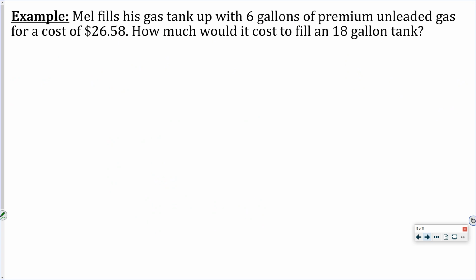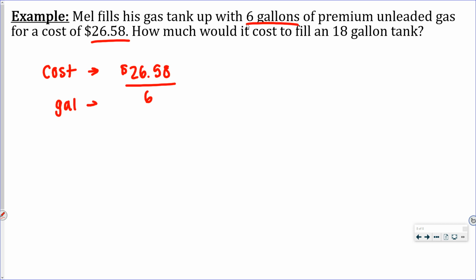Mel fills his gas tank up with 16 gallons of gas for a cost of $26.58. That is expensive. How much would it cost to fill, oops, that's a typo. I think you're saying 18-gallon tank. Okay. So we have this first relation that 16 gallons cost me $26.58. So if you want to write it as cost over gallon or gallon over cost, doesn't matter. I put cost on top as long as we're consistent. So the $26.58 to the 6 gallons that gave me, I'm going to put on bottom.